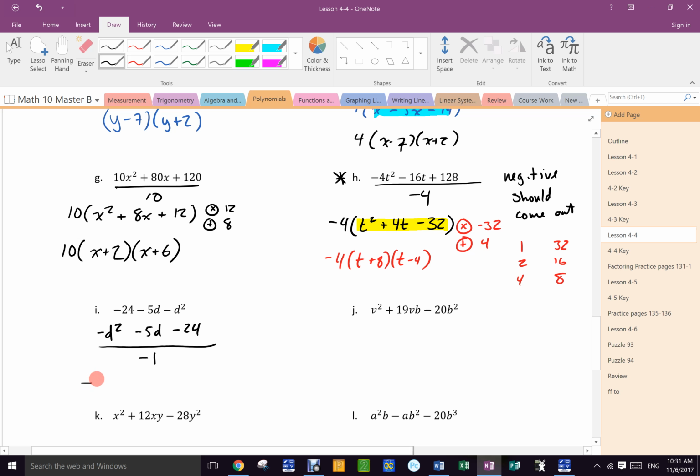So what goes to the front? Negative. Would we ever write 1? No, just negative. And what does this become now? D squared plus 5D plus 24. Yes? Now, look closely. I would have to multiply to 24 and add to 5. Do any numbers exist that do that? Somebody's going to say 8 and 3. But I need a negative, don't I? So this is done.